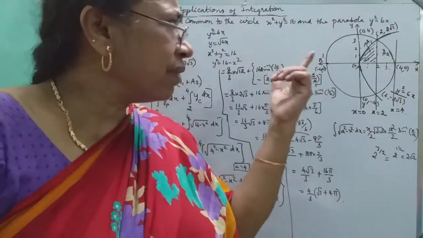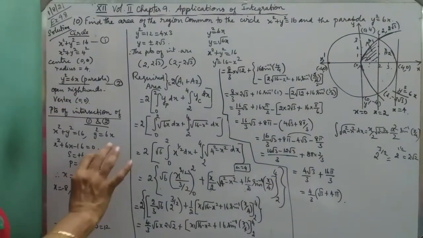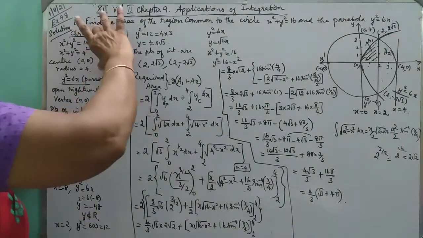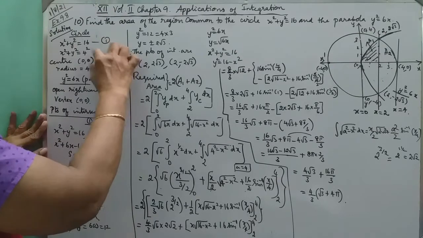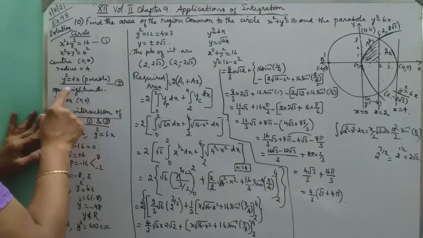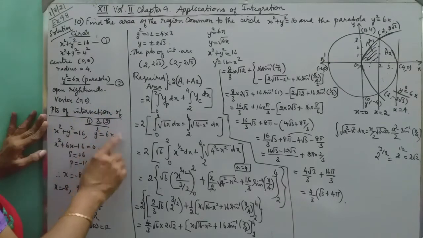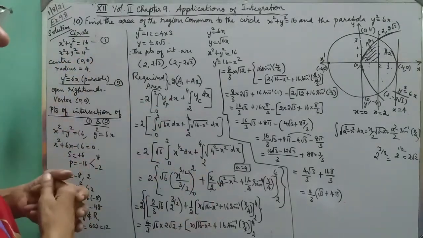Understand? So first we have to find out where do they meet. So let us find the point of intersection. So this is the circle. We have written the two data. What about the parabola? Vertex we can write. Vertex is the origin and it is open rightwards. Now let us see what are the points of intersection of 1 and 2. So just we have to solve the equations.